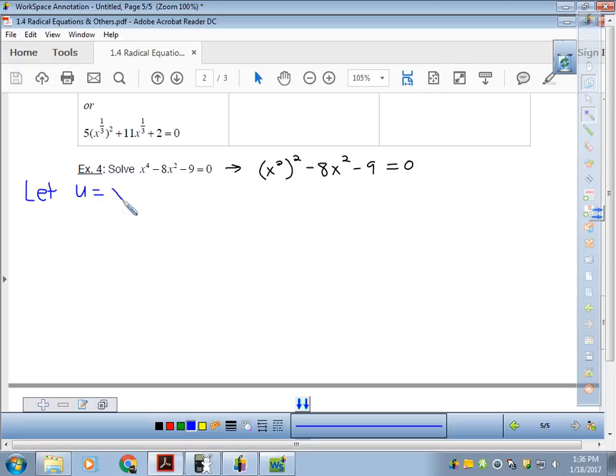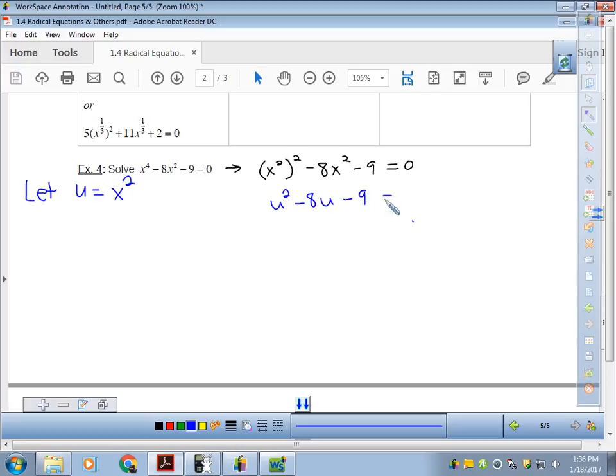So let's let u equal x squared. And so what that means is anytime I see an x squared, instead of writing it, I'm going to write a u. So over here, I have an x squared, so instead of writing that, I'm going to write a u. But what's happening to that u? Well, it's getting squared. Minus 8, here's another x squared. So instead of an x squared, I will write a u.